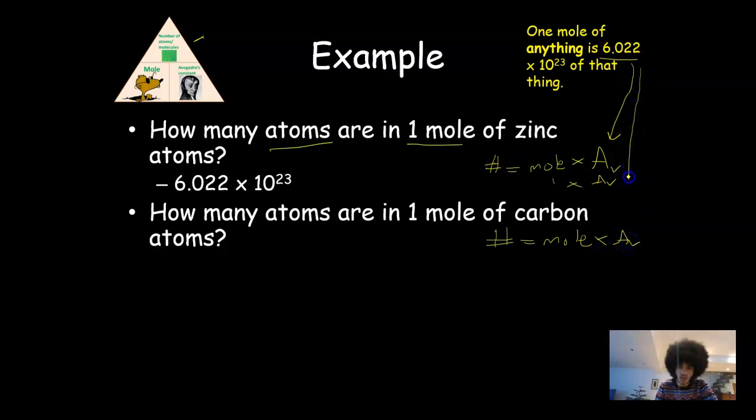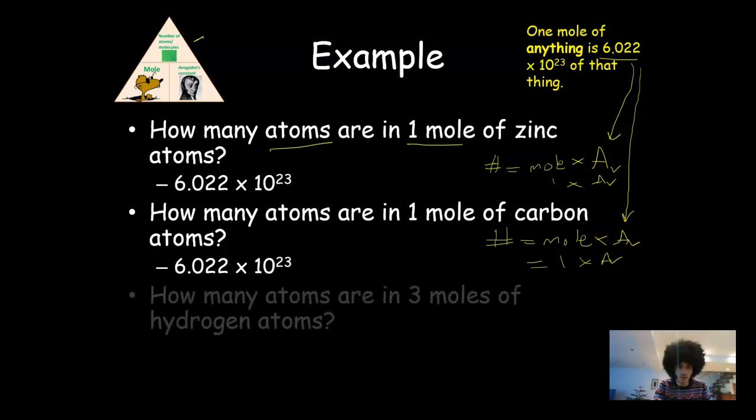Avogadro's constant is always 6.022 times 10 to the 23. My moles in this case is 1, so it's 1 times Avogadro's constant, which is 6.022 times 10 to the 23. So it doesn't matter what the atom is. It doesn't matter if it's hydrogen, carbon, oxygen, neon, iodine, doesn't matter. 1 mole of it is always going to be 6.022 times 10 to the 23.